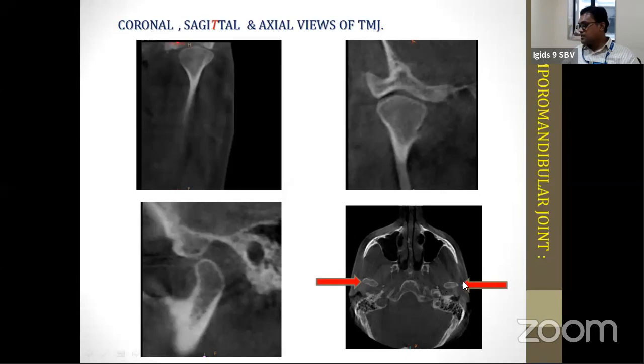So they look at the right and the left condyles are clearly visible here, right? So we have a lateral view, we have an axial view, and we have an anteroposterior or even coronal view. This is how the condyles look in normal anatomy. Let us look into two small pathologies related to the condyles.